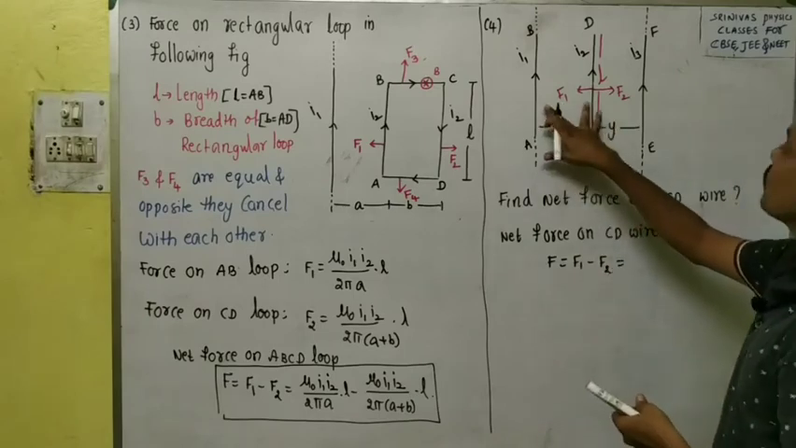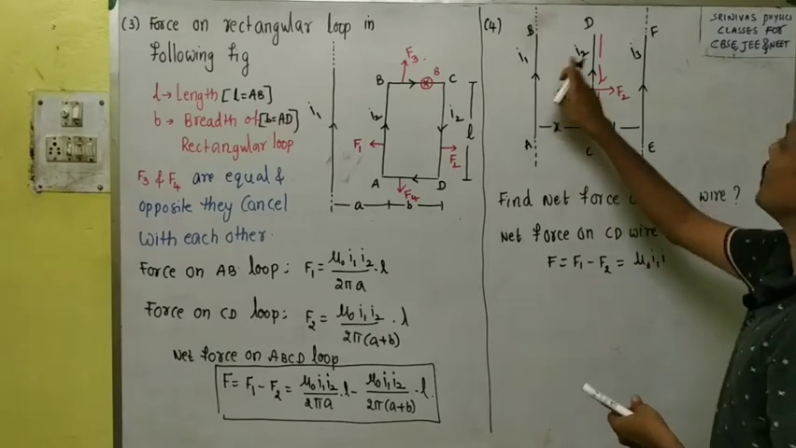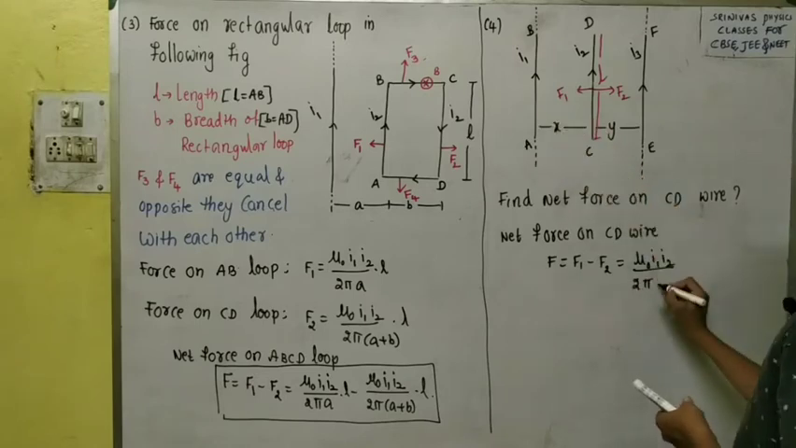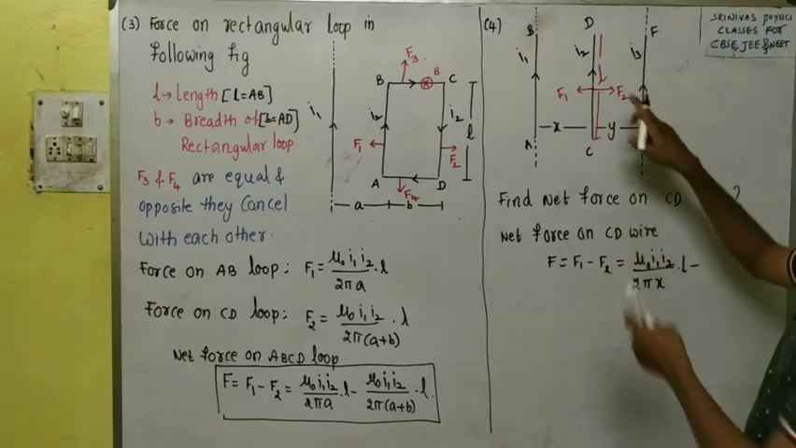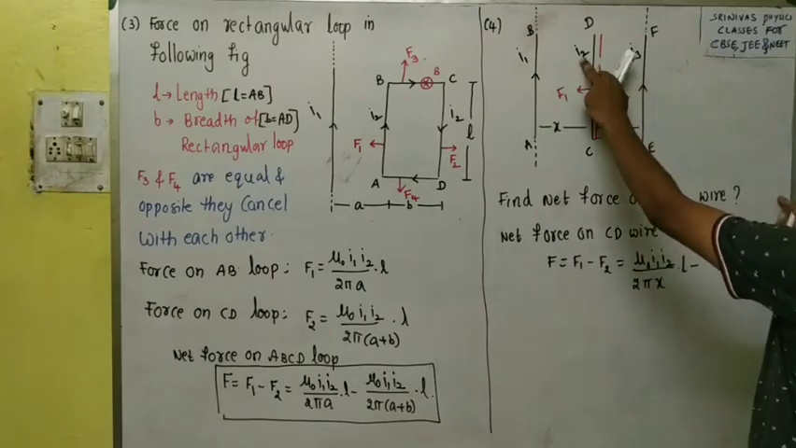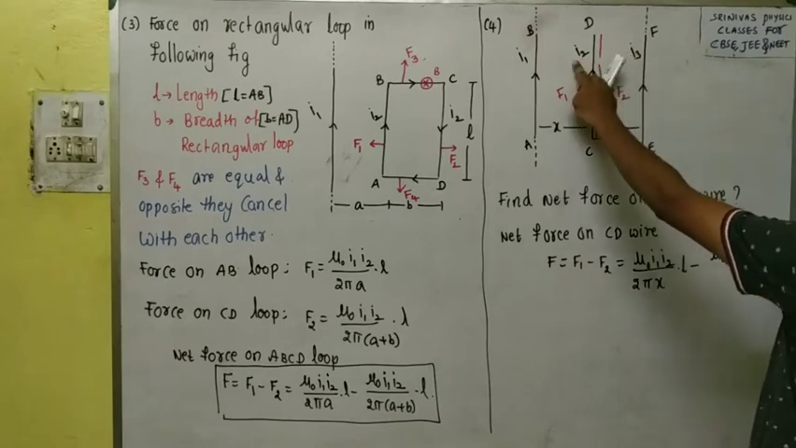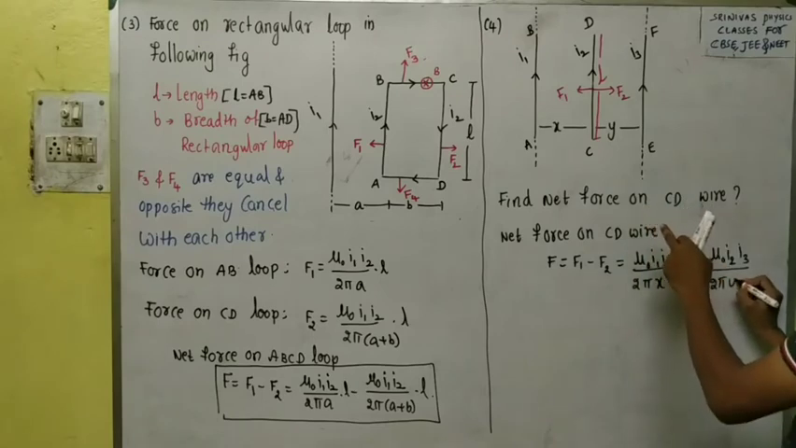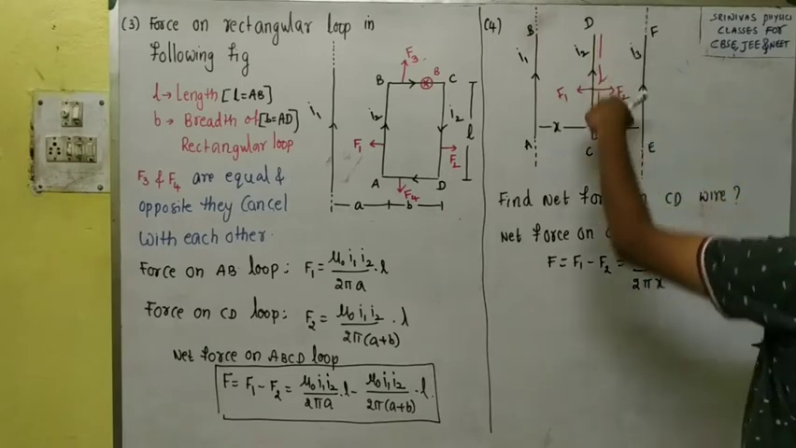What is F1? F1 is the force between these two. Its formula is mu naught I1 I2 by 2 pi r, where the distance between them is x, into L, minus F2. F2 is the force between these two, and it is mu naught I2 I3 by 2 pi r, since the currents are I2 and I3, and the distance between them is y, so r is y, into L. L is the length, the length of this one is the same.